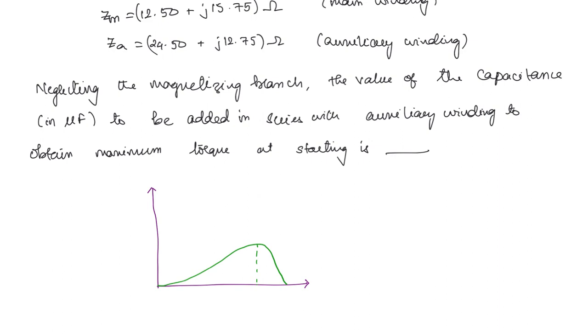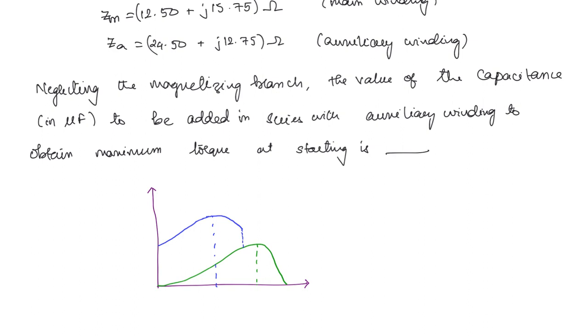Now what will happen when you include an auxiliary winding with a capacitor? The starting torque is going to considerably increase, but the maximum torque is going to occur somewhere here. And once the auxiliary winding is removed, the characteristic will follow this plot. So you can see here that we are not getting maximum torque at starting itself. This is the maximum torque, right? Now the question is, what should be the value of capacitance so that this maximum torque is occurring at the starting itself?